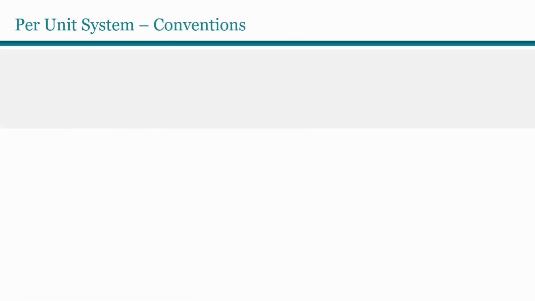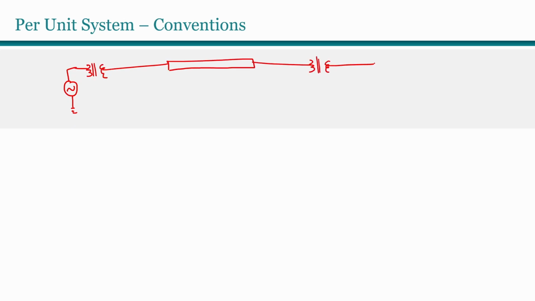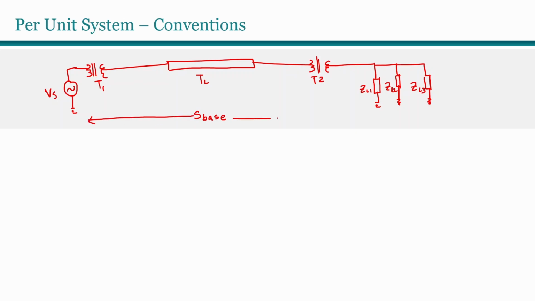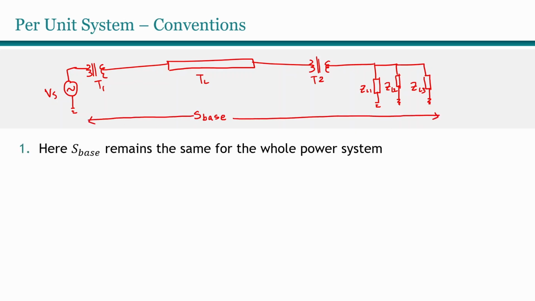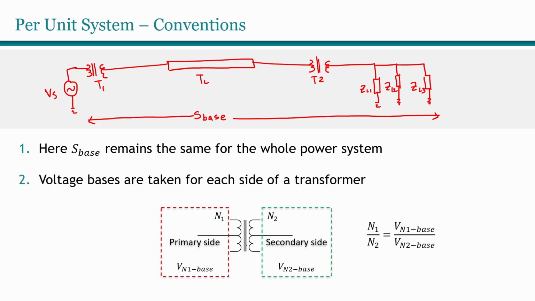Let's quickly revisit the basic power system we were looking at before. If we are going to apply the per unit analysis to this system, first we must select a base value for the apparent power. Let's say S base. For per unit analysis, the S base remains the same throughout the power system. On the other hand, the V base, the voltage base, is taken for each side of a transformer. So if the base voltage on the primary side is this, then we can use the transformer ratio to calculate the secondary side base voltage in this manner.